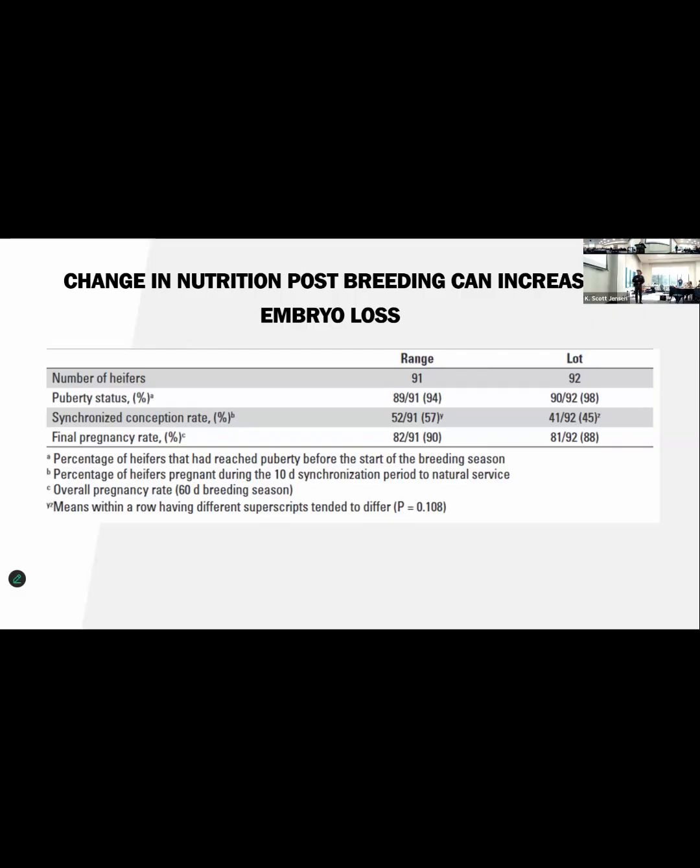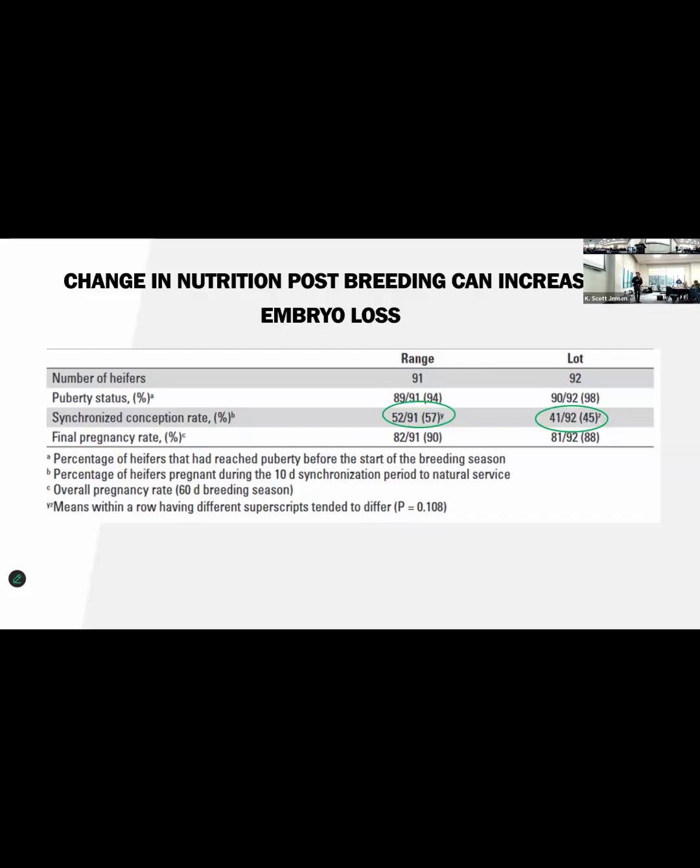So they said, well, what would happen if we kept those heifers out on range? We just brought them in for the 10 days that we do estrus synchronization and then kicked them back out on range. When they did that, you can see that those heifers that were in the dry lot, about a 45% dry lot, then went out to pasture, they lost about 12% of their pregnancies, or had a 12% lower pregnancy rate, compared to those heifers that didn't see a real big change in their pre-breeding and post-breeding nutrition. So maintaining that pre-breeding and post-breeding nutrition so it's similar is very important.